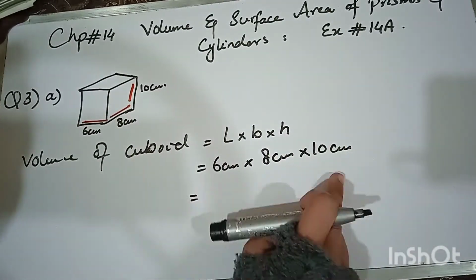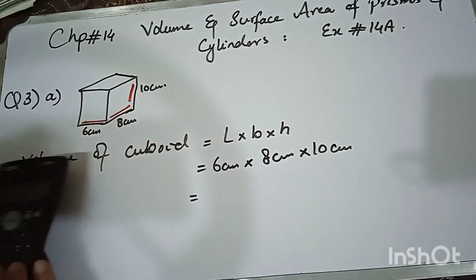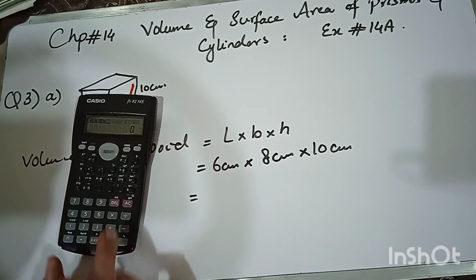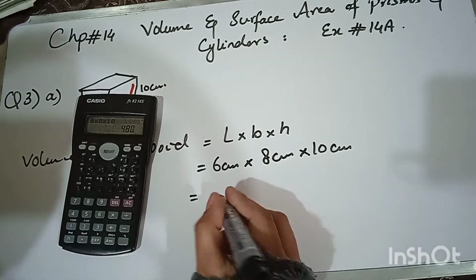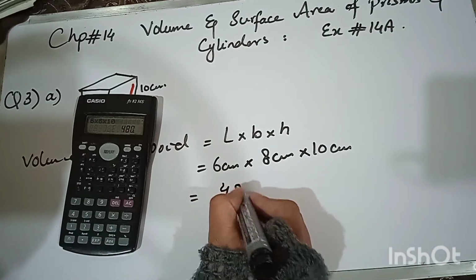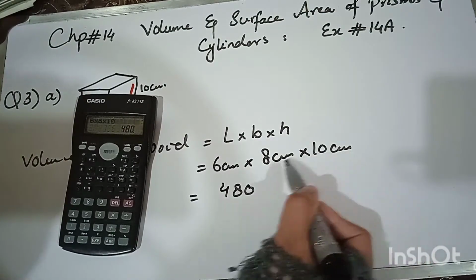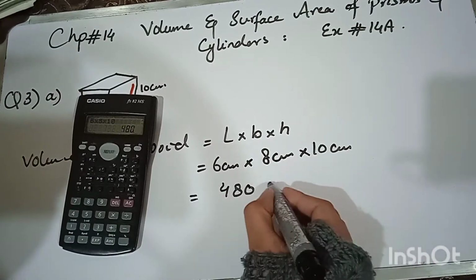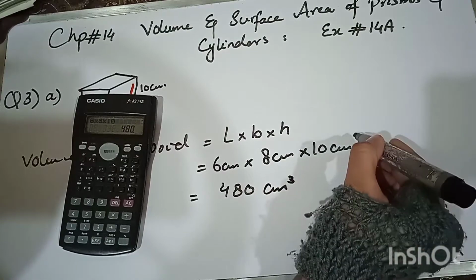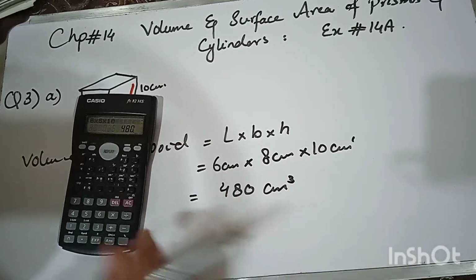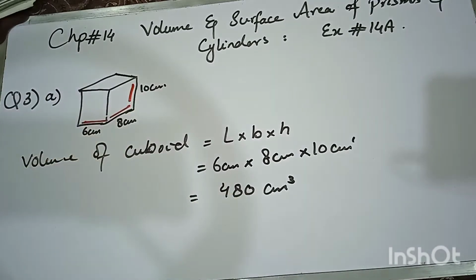Now we have to multiply all the terms. 6 multiplied by 8 multiplied by 10 is 480, and now we have to multiply the unit as well, centimeter, centimeter, centimeter. So it will become centimeter cube, okay? Because all the centimeters have power 1 plus 1 is 2 plus 1 is 3. So we have the volume, which is 480 centimeter cube.